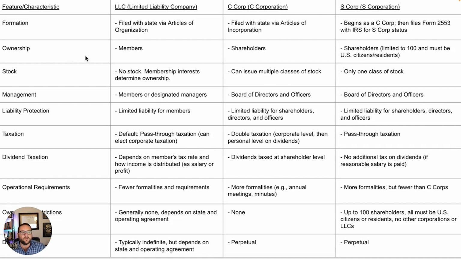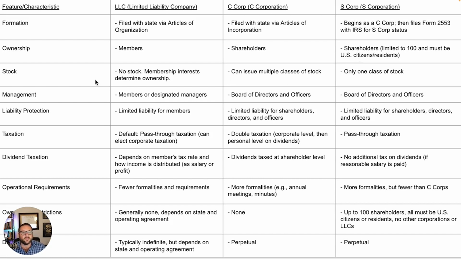The ownership of the different companies, obviously different. Limited liability company, the LLC, is owned by the members. Versus a C Corp, kind of like, remember the big companies like Apple, IBM, et cetera, those are owned by shareholders. And then the S Corp is kind of this weird hybrid, which is shareholders, but it has to be less than 100 and they all have to be U.S. citizens because the whole point of the S Corp is to basically make it easier on your taxes. So if they're foreign citizens, it wouldn't really help them much.